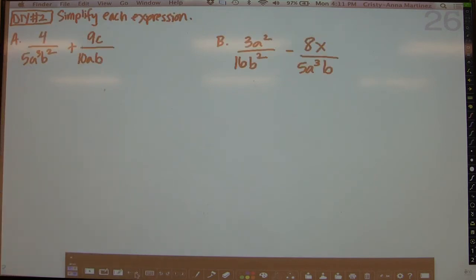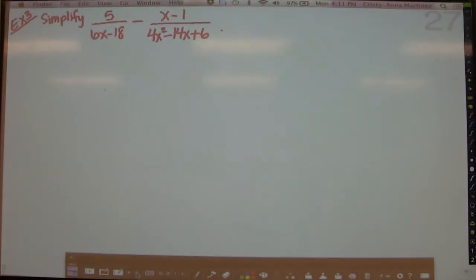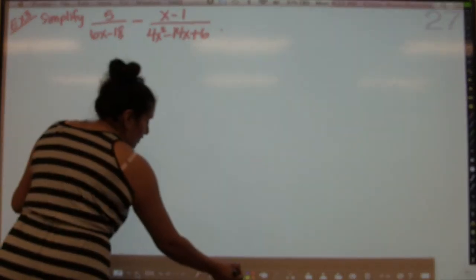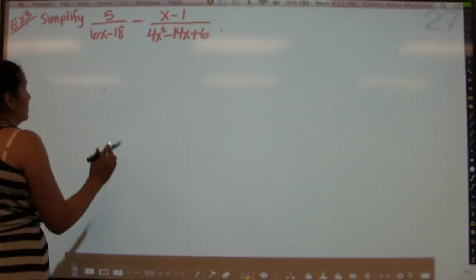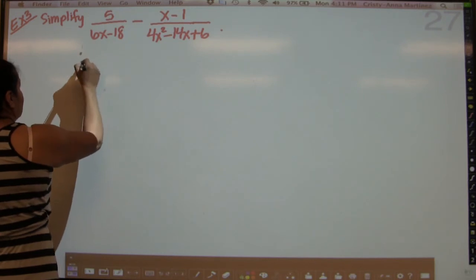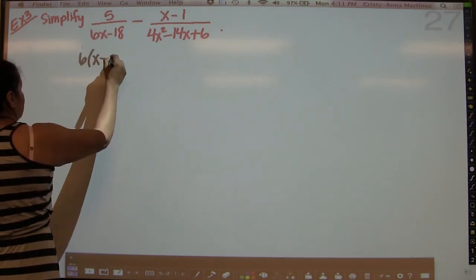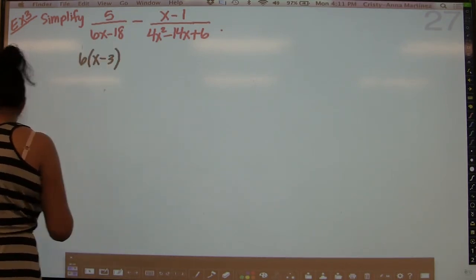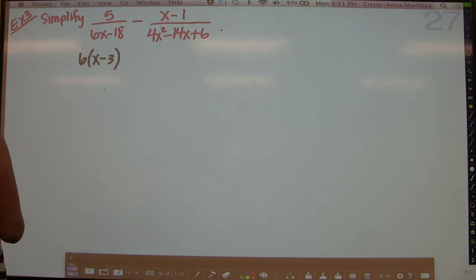So now you will try this do-it-yourself question, and then we will do more, but they get more complicated as we go. All right, so in this case, you want to factor. Factoring is going to be your friend. So we can take out the 6 and get x minus 3, because 6 times 3 is 18, last I checked.